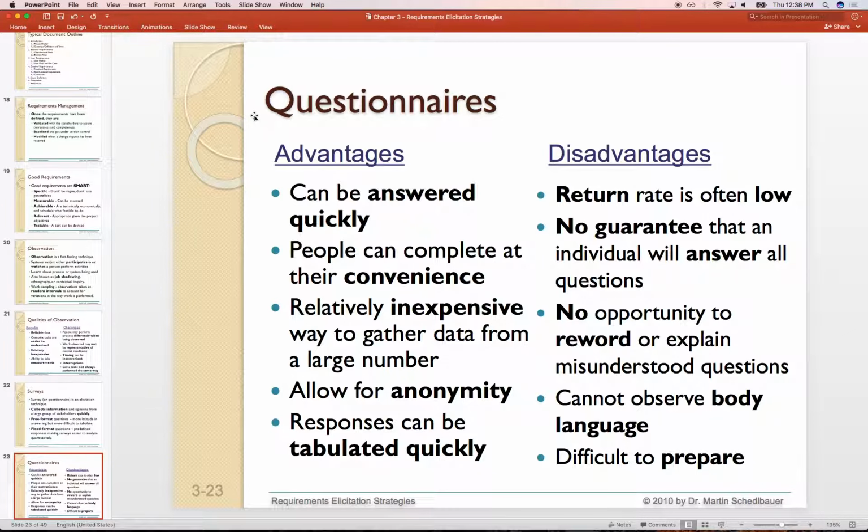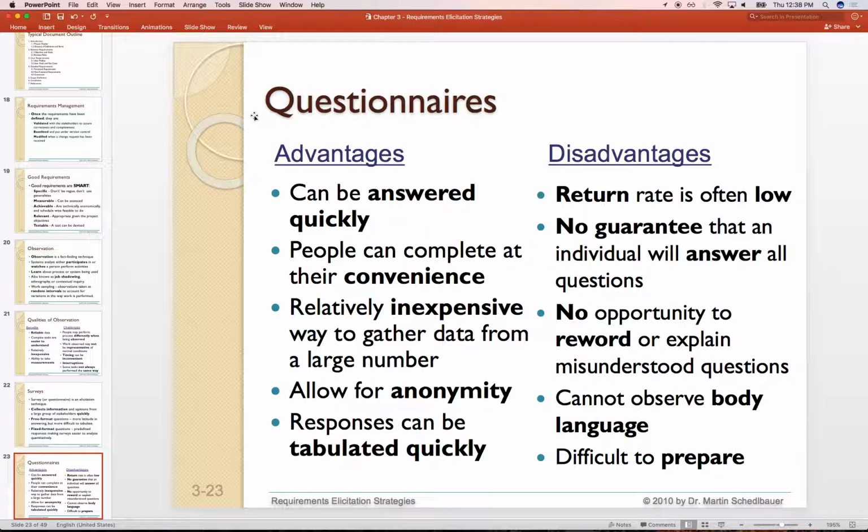Again, it's fairly inexpensive. You can just blast a form out to folks. They don't have to be locally co-located, right? They can answer it at their own convenience. It's very good for asynchronous communication, right? Folks can answer anonymously, so we don't have to know who you are, so you can be candid about what you're answering. It can be tabulated quickly, but it's very common that folks never get to it, right?